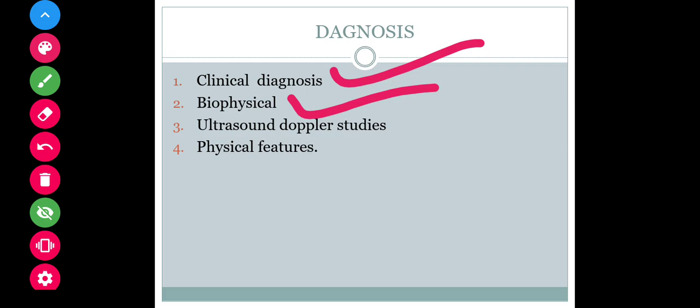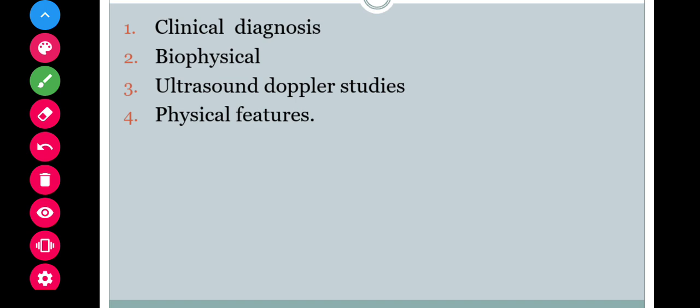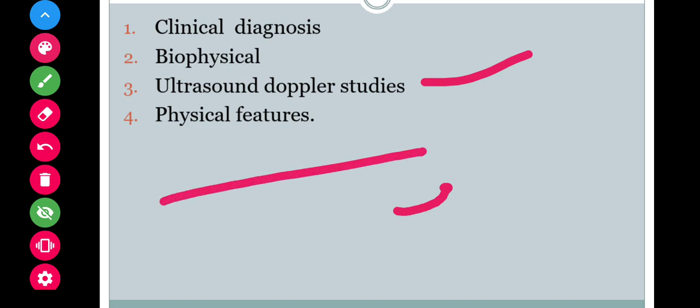And Doppler studies, ultrasound Doppler studies. So Doppler velocimetry and the cerebroplacental ratio may reveal IUGR. Physical features like weight, length and head circumference can all reveal this IUGR.